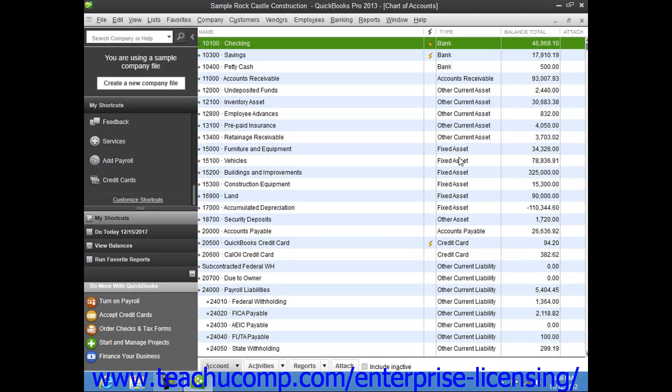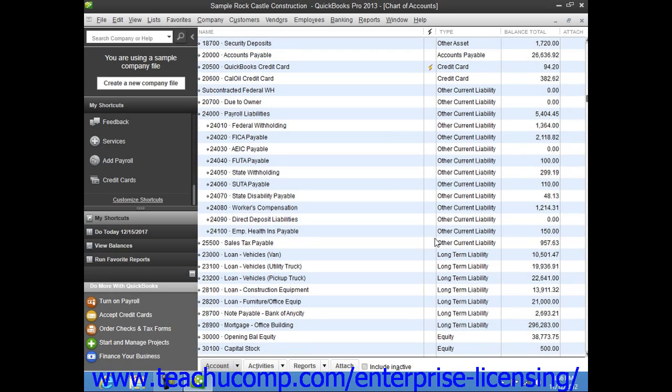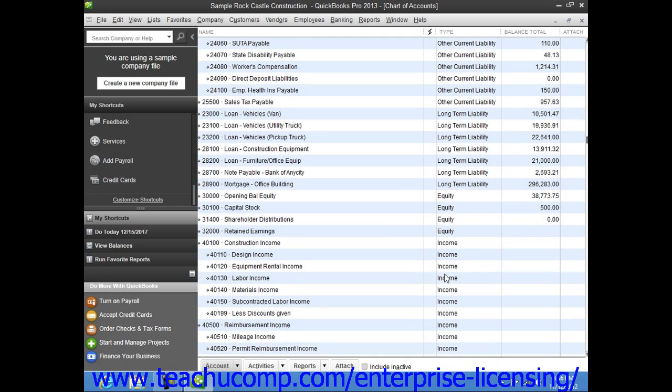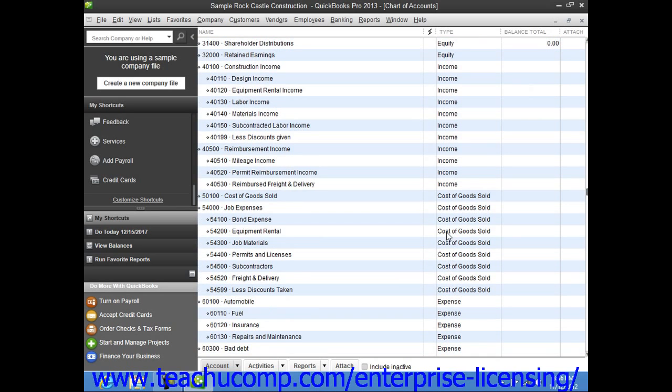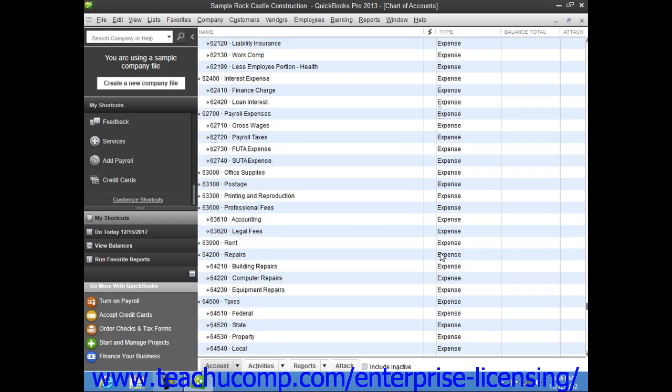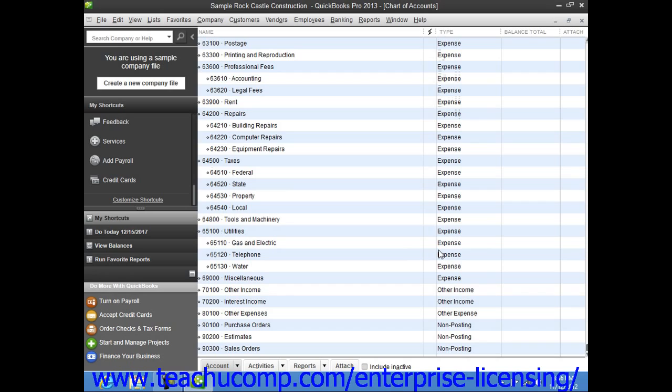Next, let's examine the different general account types found within the chart of accounts and how they are organized. The chart of accounts has a default sorting method. Assets are at the top, followed by liabilities, and then equity. These accounts are shown in the balance sheet report for your company. Following those accounts within the chart of accounts window are the income accounts, followed by the cost of goods and expense accounts. These accounts appear within your profit and loss report for your company.